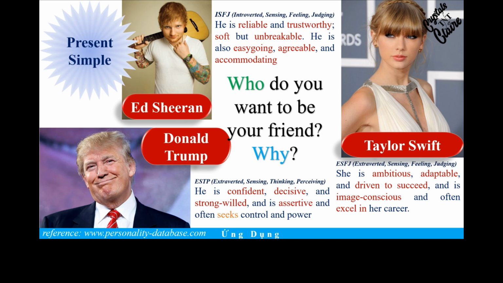He is confident, decisive, and strong-willed, and is assertive and often seeks control and power. Okay, he is confident. Really confident. He doesn't care what other people think. I'm sorry for those who are fans of Mr. Donald Trump, but yes, that's what I feel after I listen to the way he speaks, just a few times.